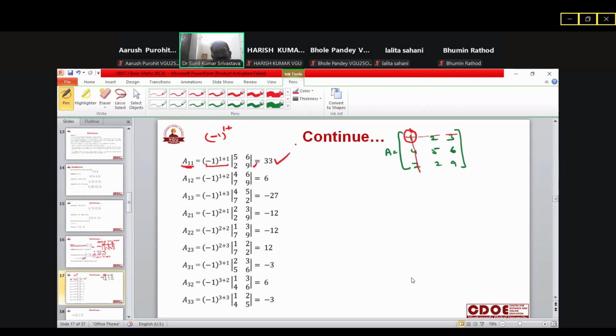In the same sequence, we have to find out all the cofactors of each and every element. What do I have to do here? First of all, we are going to talk about A12. A12 lies in the first row, but in the second column. The value is minus 1 raised to power 1 plus 2, that is 3.